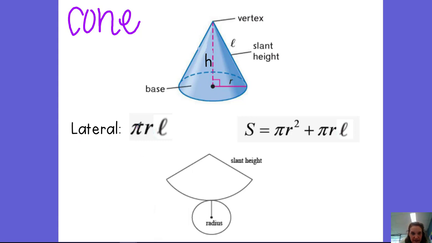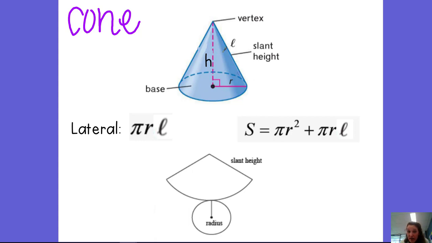So to find the lateral surface area, we're going to use the formula pi times r, which is our radius, times L, which is the slant height. Notice we are also using the slant height for a cone, just like in the pyramid formula. Sometimes I might give you the height, the distance from the vertex to the center of that circular base that skewers the cone right through the middle.